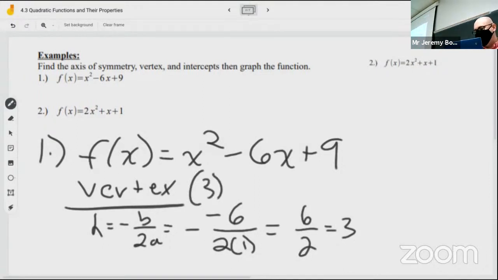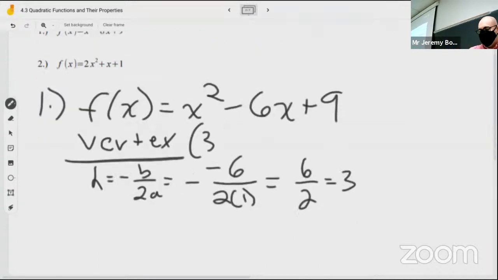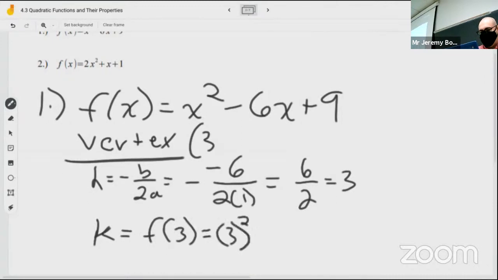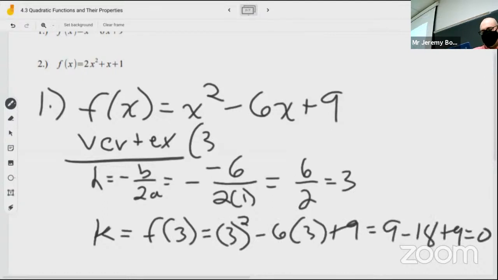To find the k, we need to plug that h into our function. It's going to be f of 3, which is going to be 3 squared minus 6 times 3 plus 9, which would be 9 minus 18 plus 9, which, interestingly enough, is 0.